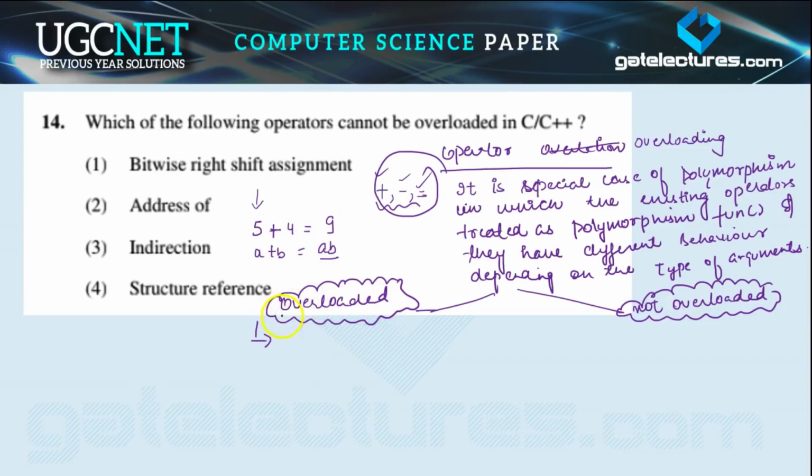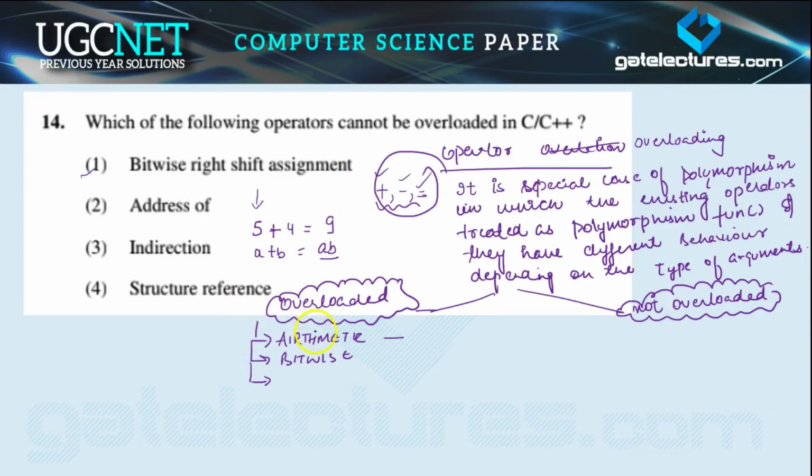So the first overloaded operator is arithmetic operators, like plus, minus, division, multiplication, modulus. All these are arithmetic operators. The next one is bitwise operators, like and, or, negation, left shift, right shift. All are bitwise operators. Those are overloaded. So this is correct, so this is not going to be the option.